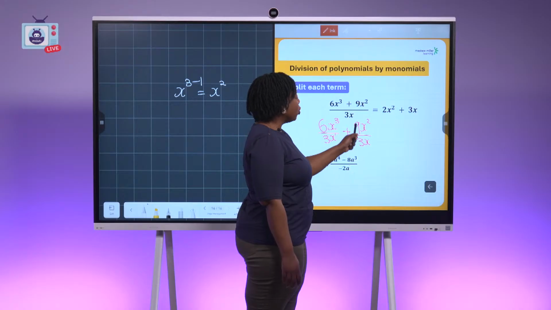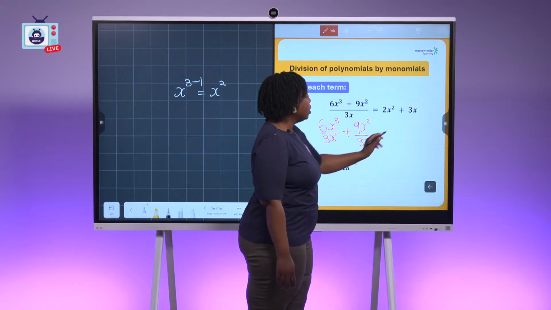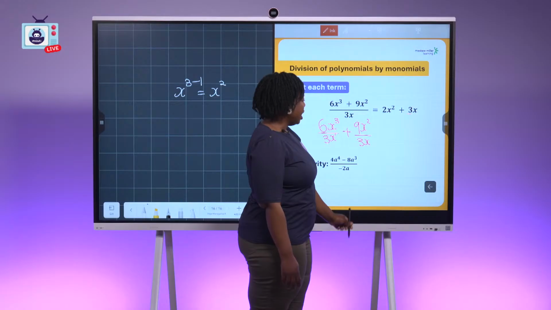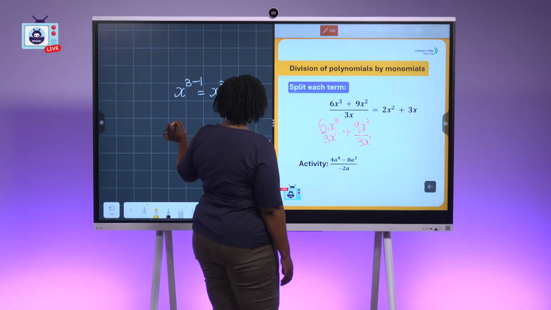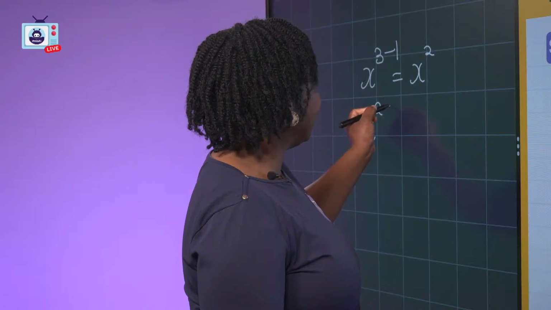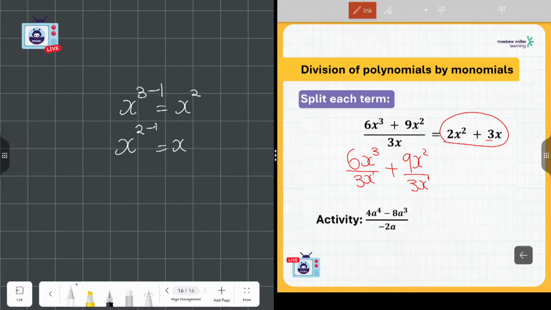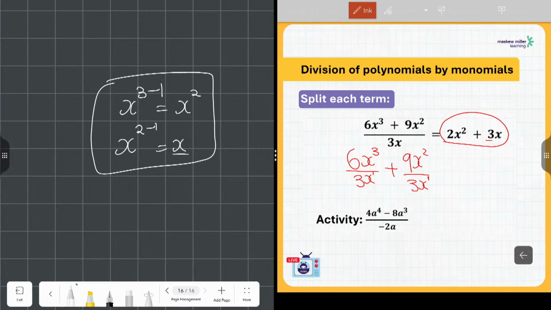Right. The same applies to our 9x squared. We have 9 divided by 3, which will give us 3. And also x squared divided by x, which has an exponent of 1, which will be x squared minus 1, which gives us x. And that is the reason we have our answer as 2x squared plus 3x. So that is the method or the procedures that you have to follow.